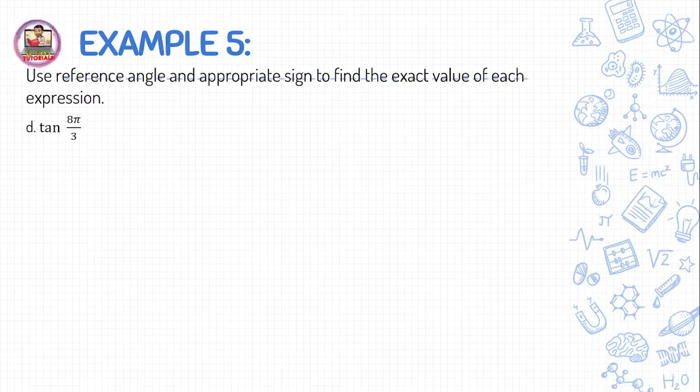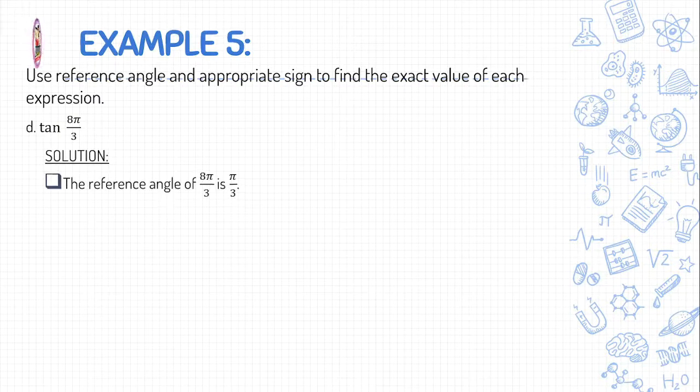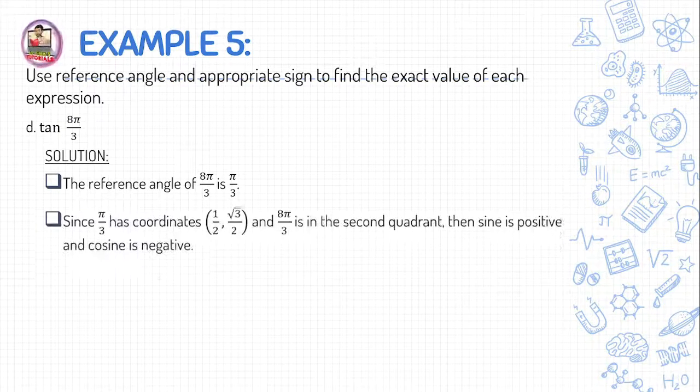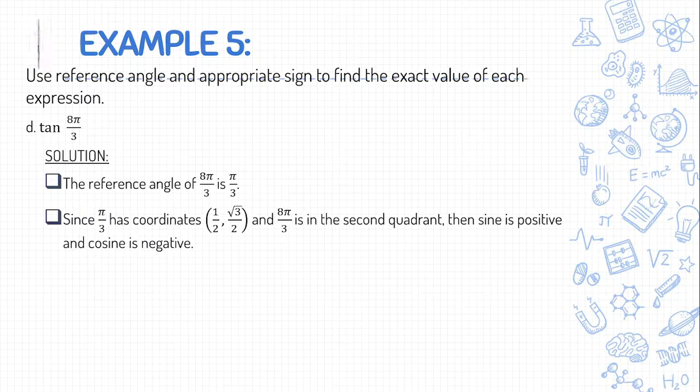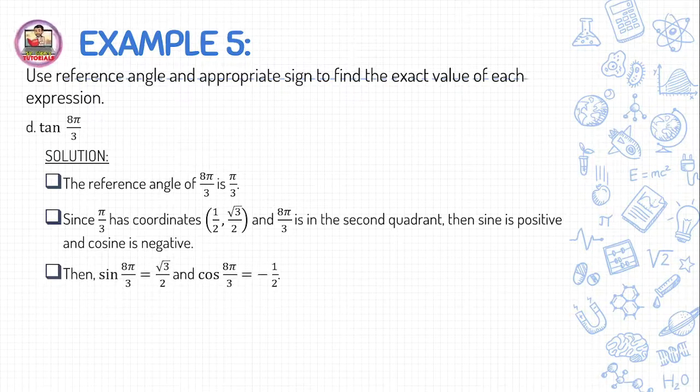For the fourth item, tangent 8 pi all over 3. So our solution, the reference angle of 8 pi all over 3 is pi all over 3. Since pi all over 3 has coordinates 1/2 and square root of 3 all over 2, and 8 pi all over 3 is in the second quadrant, then sine is positive and cosine is negative. Then, sine 8 pi all over 3 is equal to square root of 3 all over 2, and cosine 8 pi all over 3 is equivalent to negative 1/2.